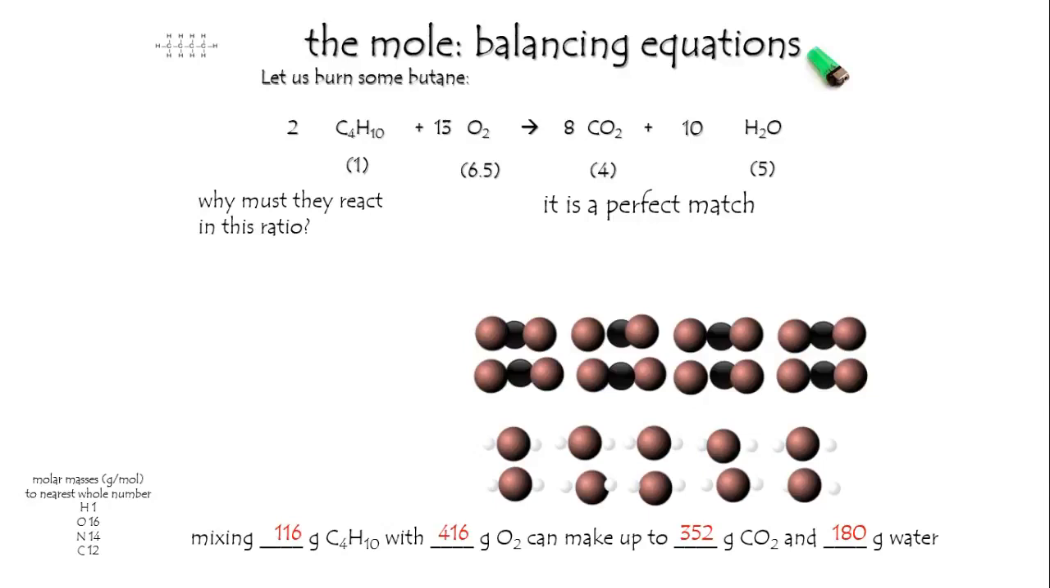You want to actually do this stuff? Grab 116 grams of butane, make sure you have at least 416 grams of oxygen, light them up, and that's exactly what you'll make. Don't want to do that much? Do it on a tenth of a mole scale, 11.6 with 41.6. This is how the mole is used in balancing chemical equations.